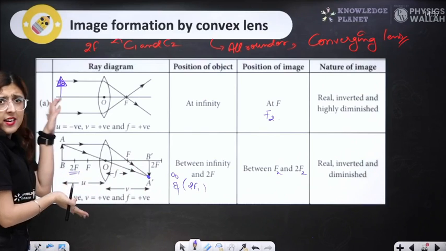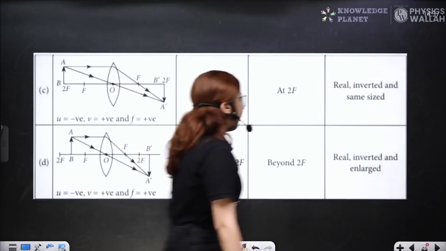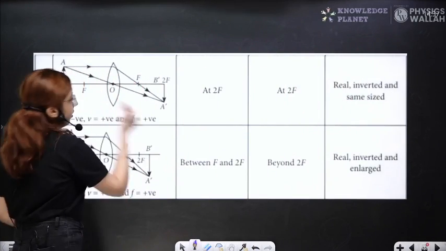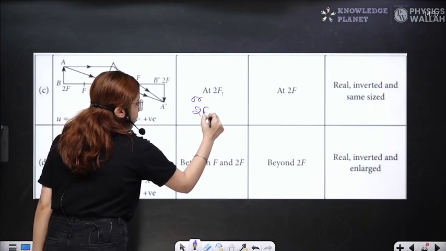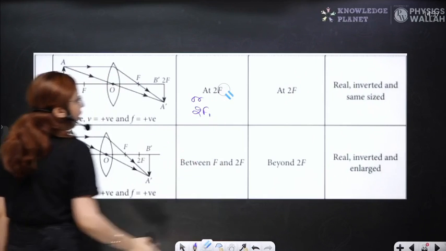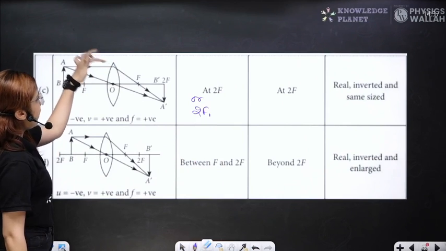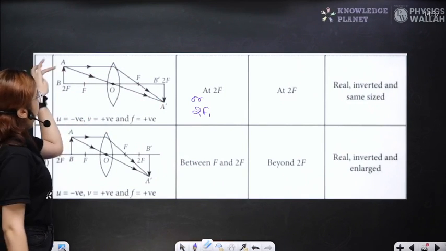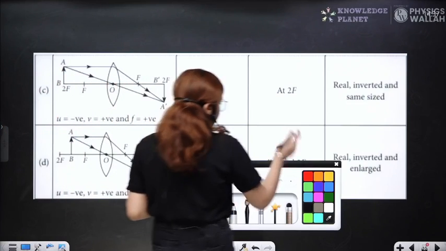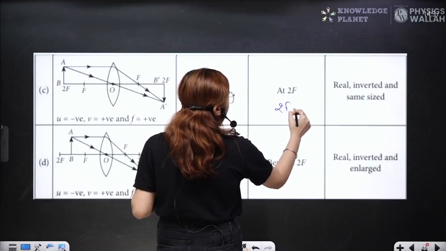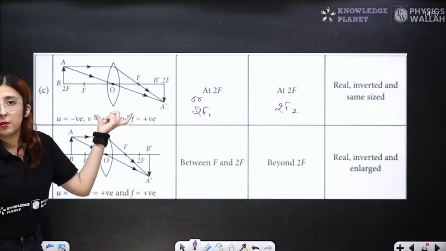Okay, two cases. Yeah, now bringing the object more closer and keeping it at 2F. Or 2F1. So, have a look. When the object is at 2F, right? So, a ray going parallel, refracting, passing through focus, and another ray passing through optical center, your image is forming at 2F2. Right? Real, inverted, same size.